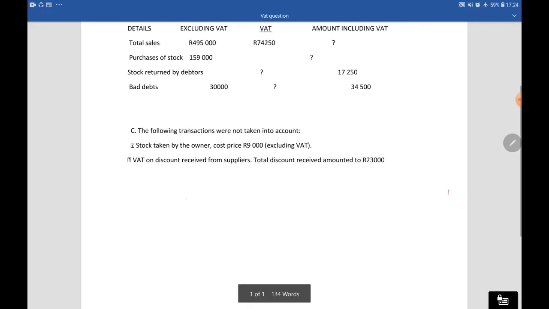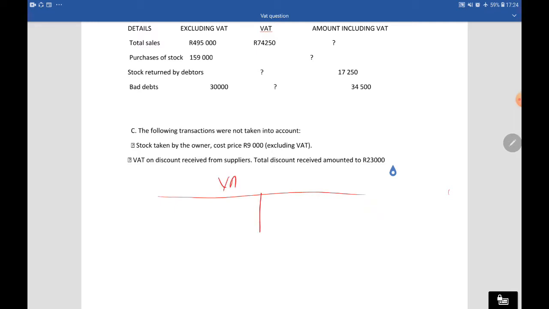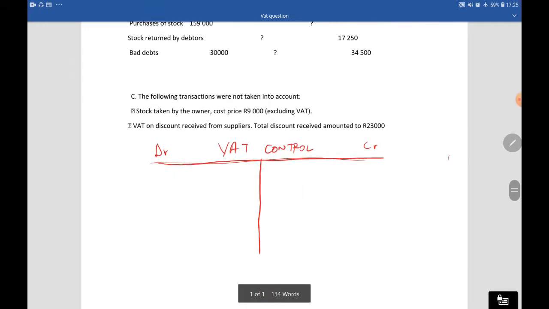So let's draw up the VAT control account, guys. This is the debit side, this is the credit side, right? The credit side is where we have our output. Don't forget, guys, this is the VAT we receive. Here, input is the VAT we pay.